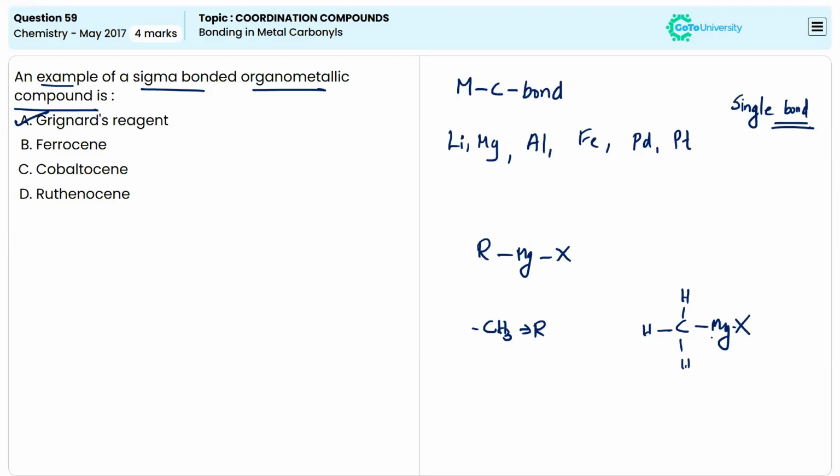So here we can see the metal carbon bond. This is the metal, this is the carbon. So there is a metal carbon sigma bond, right? This is an example of a sigma bonded organometallic compound. So the best example is the Grignard reagent. Ferrocene, cobaltocene, rutheniocene are actually sandwich complexes. They are still organometallic compounds, but the sigma bonded organometallic compound is the Grignard reagent. So option A will be the correct answer.